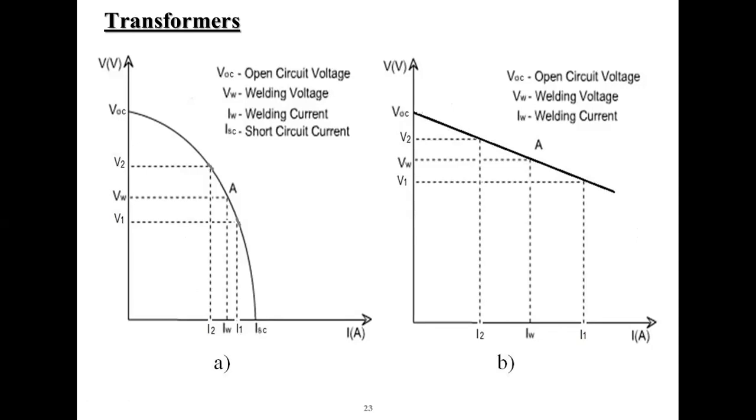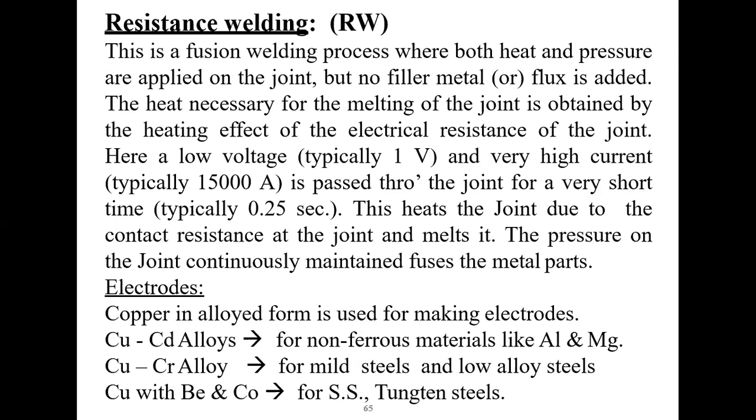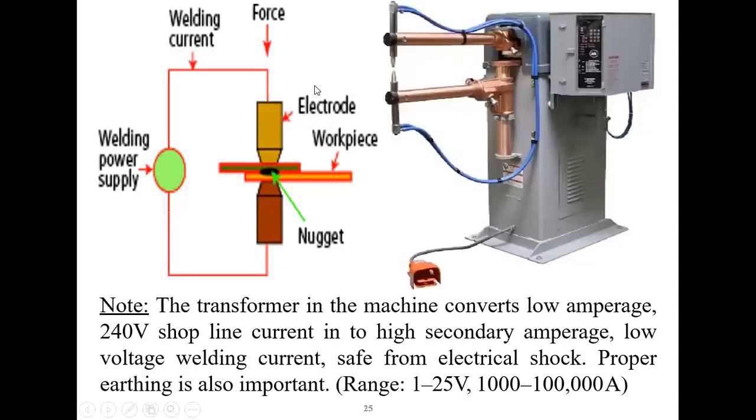Okay, next, that is another example of another type of welding, called resistance welding. In resistance welding, this is a fusion welding process where both heat and pressure are applied to the joint, but no filler metal or flux is added, and the heat necessary for melting the joint is obtained by the heating effect of the electrical resistance of the joint. Okay, this is the main resistance welding.